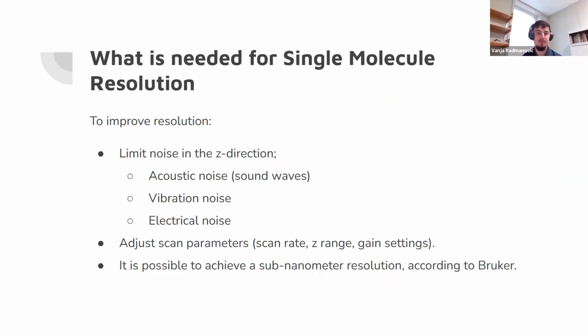Here are some ideas we've discussed for improving resolution in order to image very small molecules. One of the ideas is to limit noise in the Z direction, and there are many forms of noise. The first one is acoustic noise, sound waves. There are a couple of ideas to limit sound that can interfere with the AFM, especially because we're in vibrating mode, so any noise is more prone to affect the measurements. To stop acoustic noise, maybe we can use some kind of enclosure on the AFM that blocks sound, or put it in a room with good soundproofing, going to the basement away from other things that are noisy.